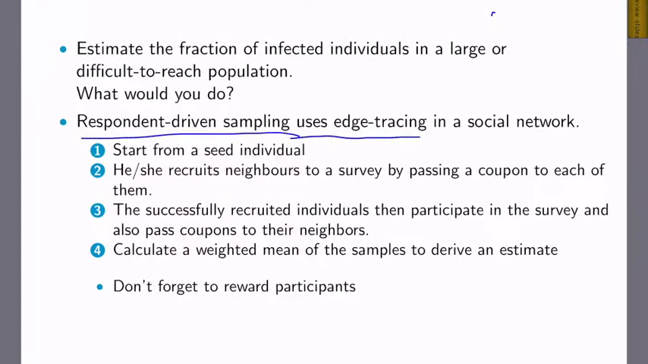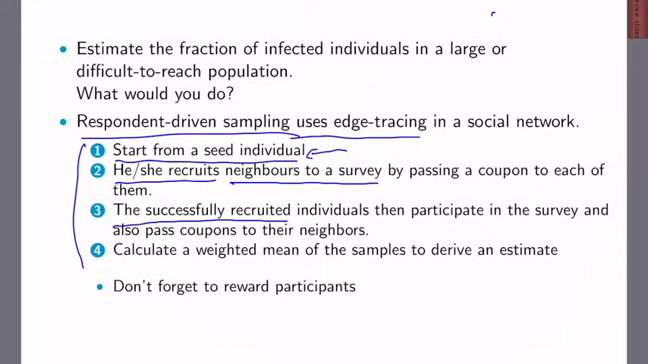uses edge tracing. So if I ask somebody and they reply, I urge the respondent to recruit some of his or her neighbors, and then ask those neighbors to answer the same question, like age. So here's the idea: start from a single individual, and supposing that this person answers the question, the respondent recruits neighbors to the survey by passing a coupon to each of them. If they are successfully recruited, meaning those neighbors participate in the survey, we continue, and then calculate the weighted mean of the samples, for example of age, to derive an estimate of the population average of, let's say, age. And importantly, we reward participants, particularly by passing coupons, for successfully inviting other people to the survey.